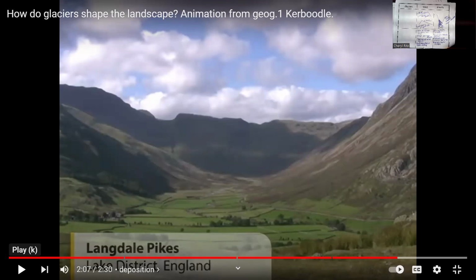So even though there's no glaciers in the United States right now, we can see evidence that the whole country practically was covered in glaciers. And one example are these U-shaped valleys that we'll find all over the place.